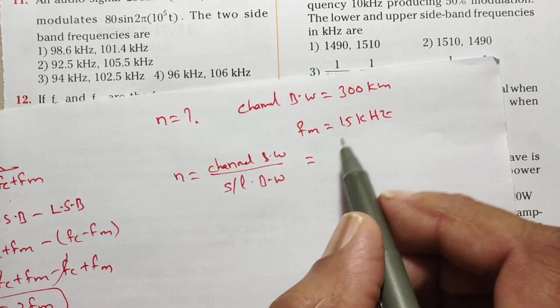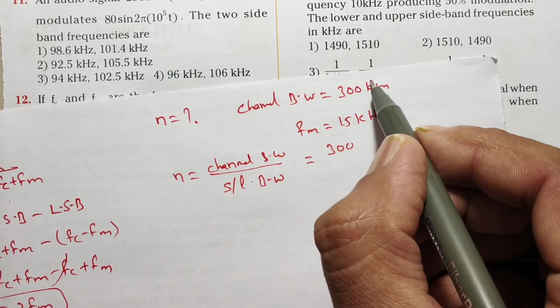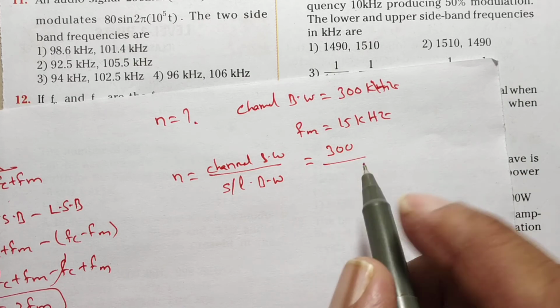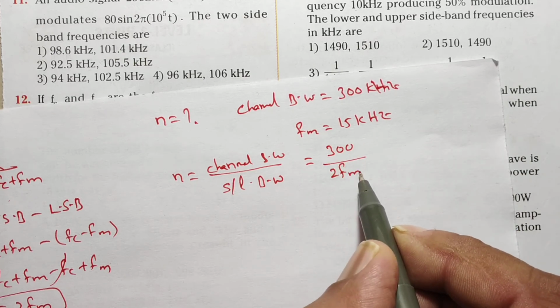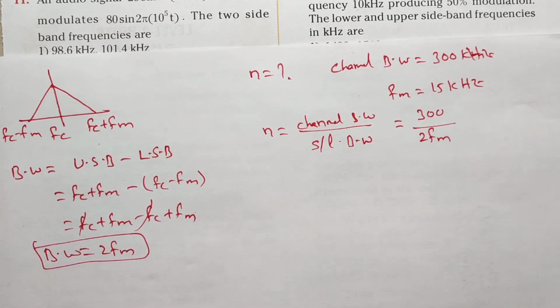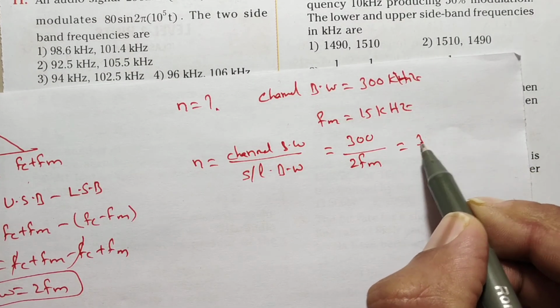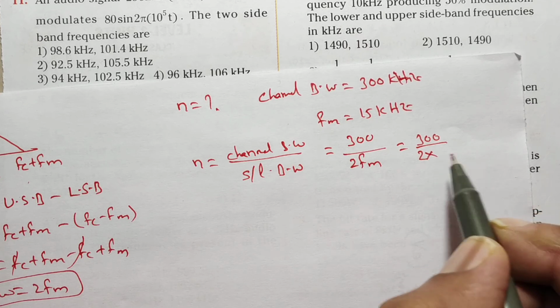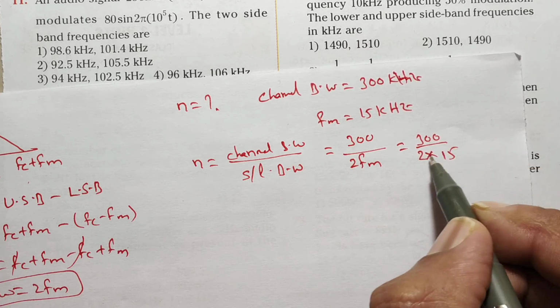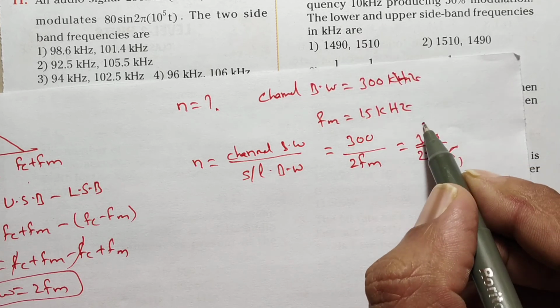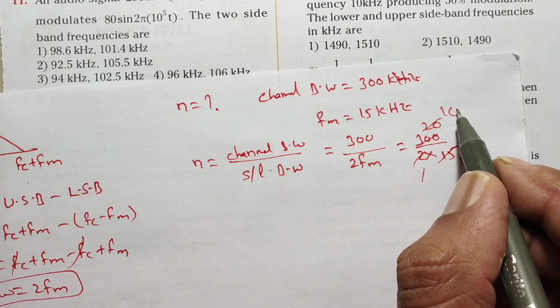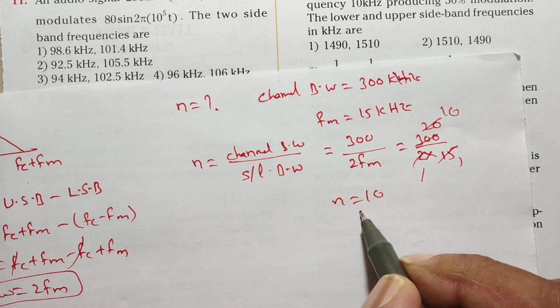Channel bandwidth means 300 kilohertz, and signal bandwidth means 2 FM. We have discussed that bandwidth means 2 into FM. That means 300 divided by 2 into 15 kilohertz. 2 times 15 is 30, and 300 divided by 30 is 10. The number of channels we have got is 10.